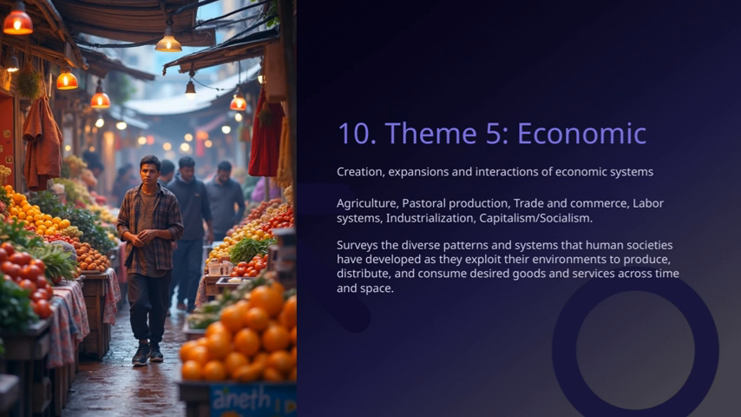Industrialization marks a major turning point, transforming economies from agrarian to industrial, increasing productivity and technological innovation. And finally, we have capitalism and socialism, two different economic ideologies that shape how wealth and resources are distributed and managed. All these elements are interconnected. They represent the creation, expansion, and interaction of economic systems throughout history.